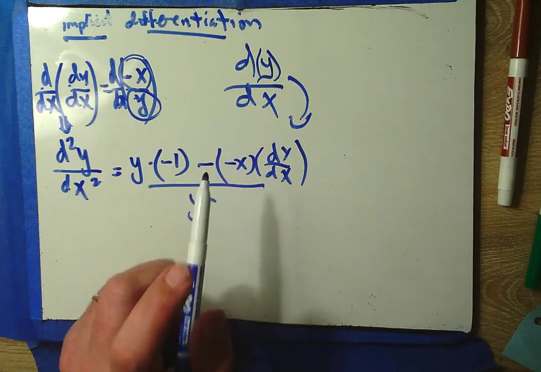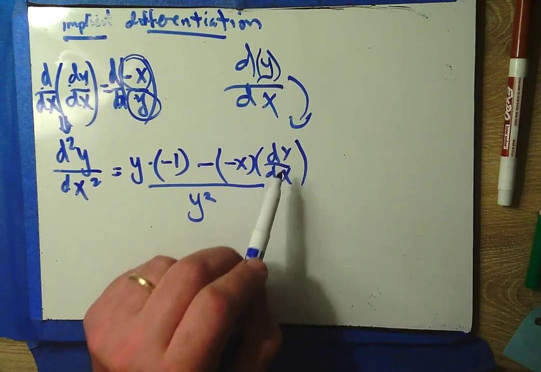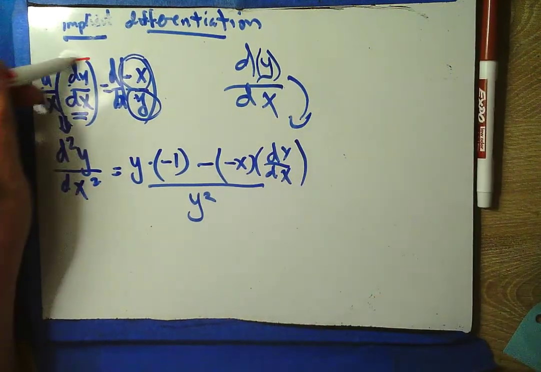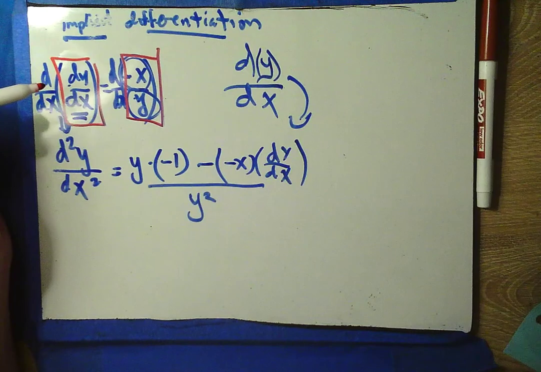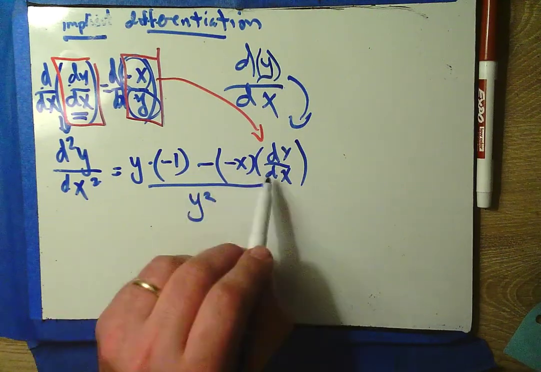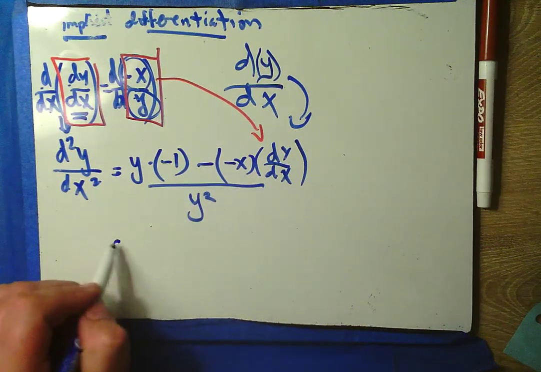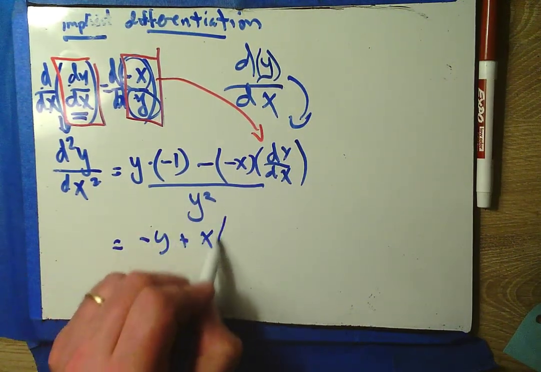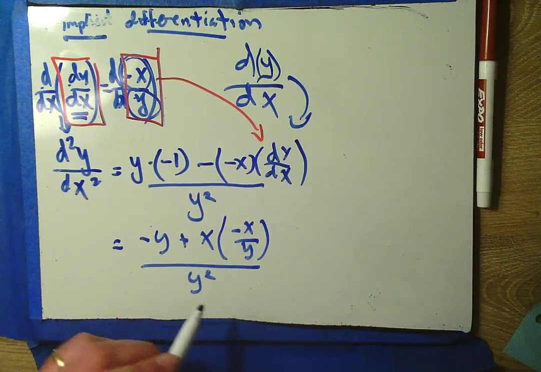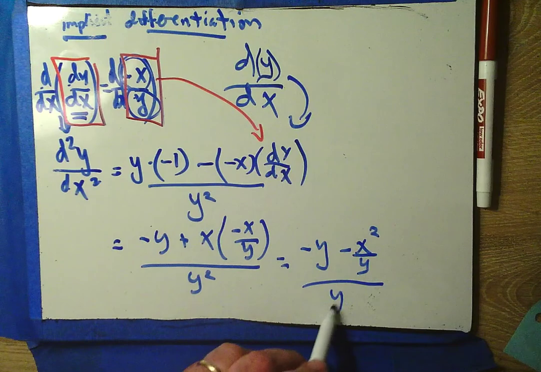Now, there's some tidying up that we can do, and there's some tidying up that we must do. See this dy/dx over here? Well, it can't stay. Remember how we said originally that dy/dx was negative x over y? We have to substitute that in. So while I tidy up these signs, I'm also going to replace dy/dx with negative x over y. And so I have negative y plus x, negative x over y squared. Or negative y minus x squared over y squared.